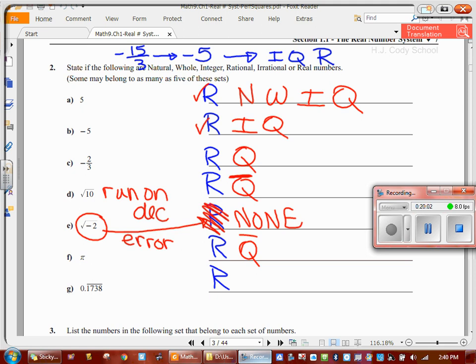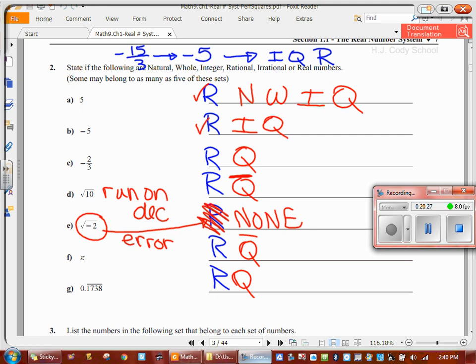So Q and R. Wouldn't it also be whole? No, because remember, whole is 0 and on. Yeah, but it's decimal. Decimal numbers don't happen until we get to the rationals. These three boxes have no decimals and no fractions in them. Decimals and fractions are here. All right, good job, you guys.